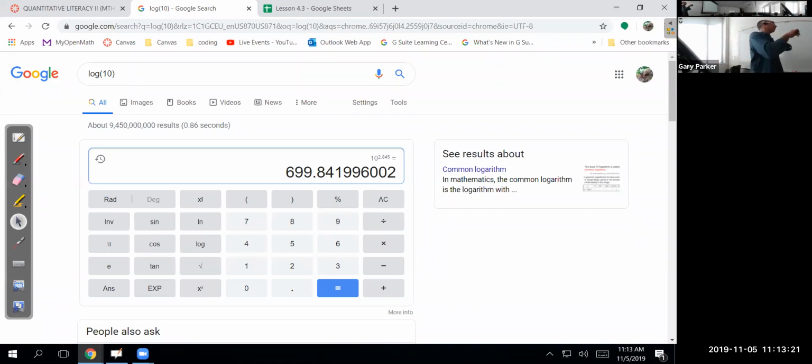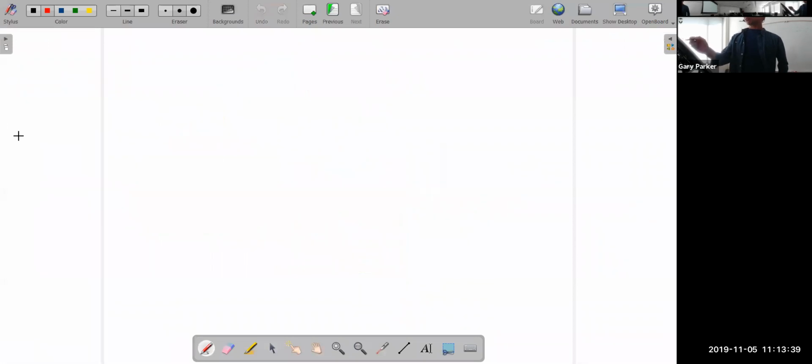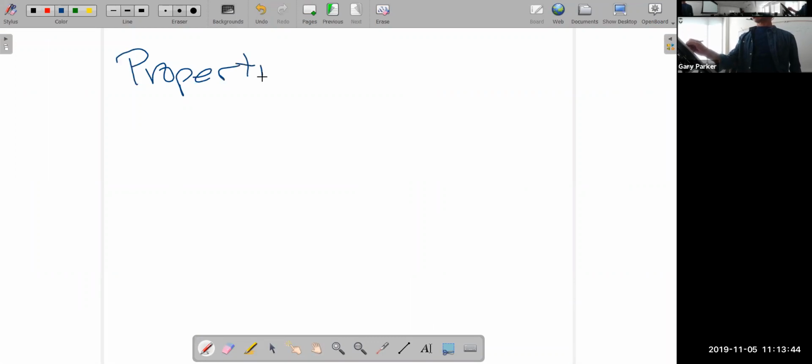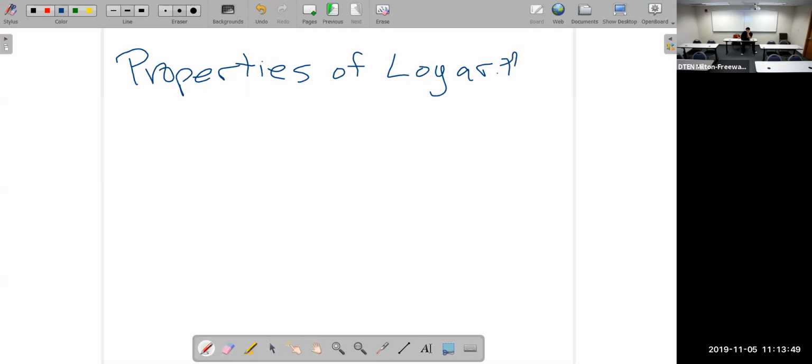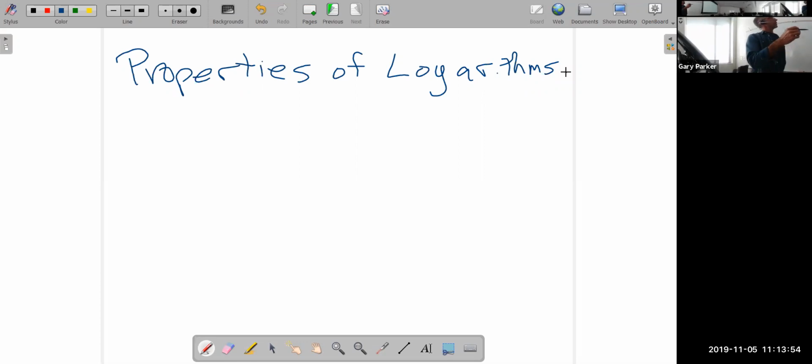Now, there are some special properties of logarithms I'm going to write down, and then we'll use them in different ways. Our goal in this section is to get used to how to write down logarithms, how they apply to exponents, and then use them to solve equations we couldn't solve before. So, some properties of logarithms that we need to know.